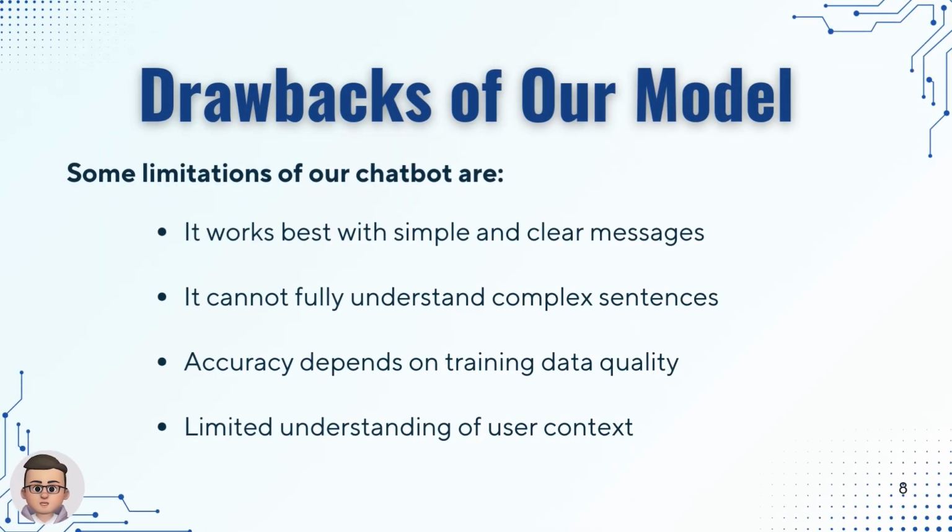While our model solves many problems, it's also important to acknowledge its current limitations, which we've outlined as drawbacks. It works best with simple and clear messages. Because our intent classifier relies on a more traditional ML approach and a defined set of intents, very complex or ambiguous phrasing can sometimes lead to misinterpretations.